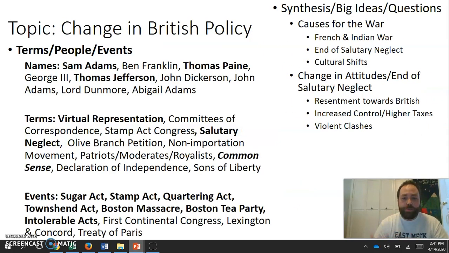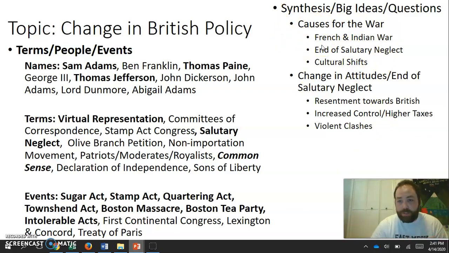All right, change in British policy, kind of piggybacking off the last one. If they gave you this one, right, that would be in my mind a bit of a gift. And here's why. This is essentially the American Revolution, right? That's what this is. This is basically talking about what factors led to us breaking away. So, causes for the war, big causes right here, right?